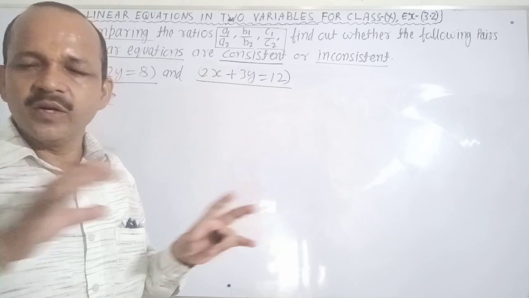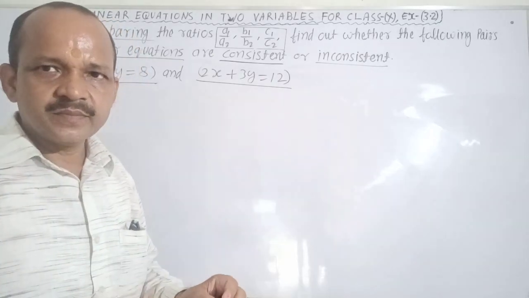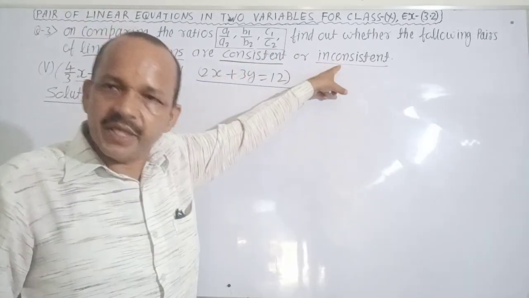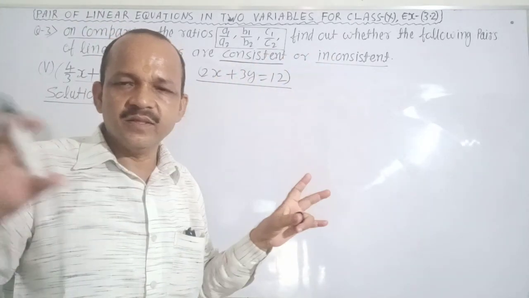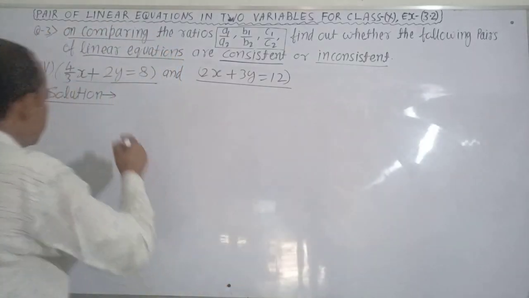It is clear? No confusion about it? Very good. And you decide whether the given equations show a consistent system or an inconsistent system. Clear? No confusion? Very good. It is very easy. See the board.